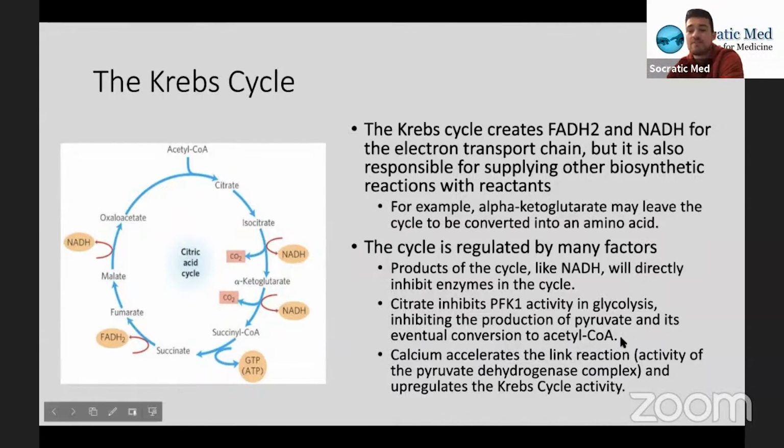Your body is a very fine-tuned survival machine, and it's very sensitive to these sorts of regulations. And calcium accelerates the link reaction. Link reaction is just another way to say the activity of the pyruvate dehydrogenase complex, and it upregulates the Krebs cycle. So if we have a high calcium concentration, we're actually going to upregulate the Krebs cycle, because the pyruvate dehydrogenase complex is sensitive to calcium.